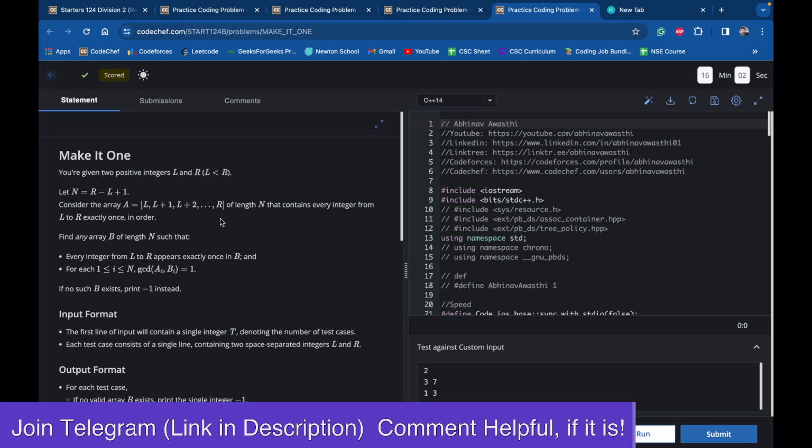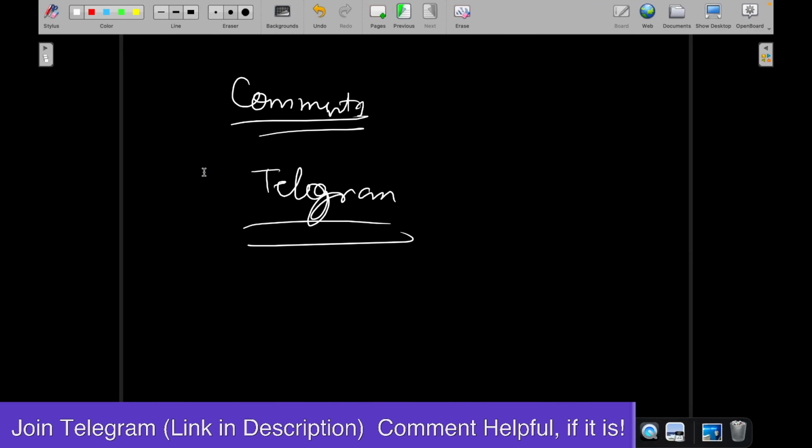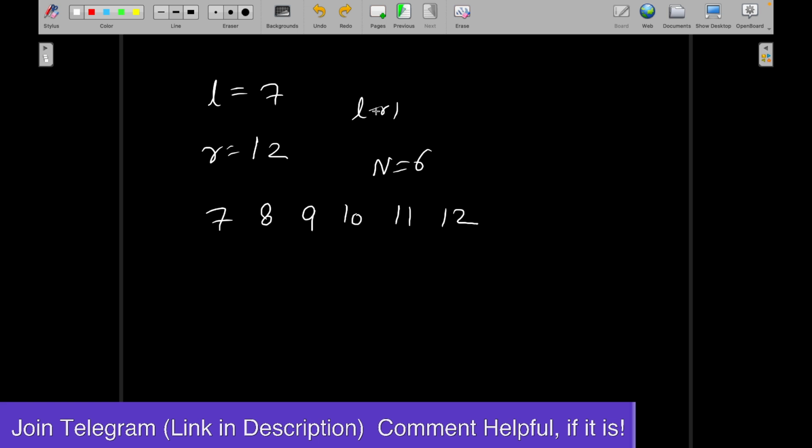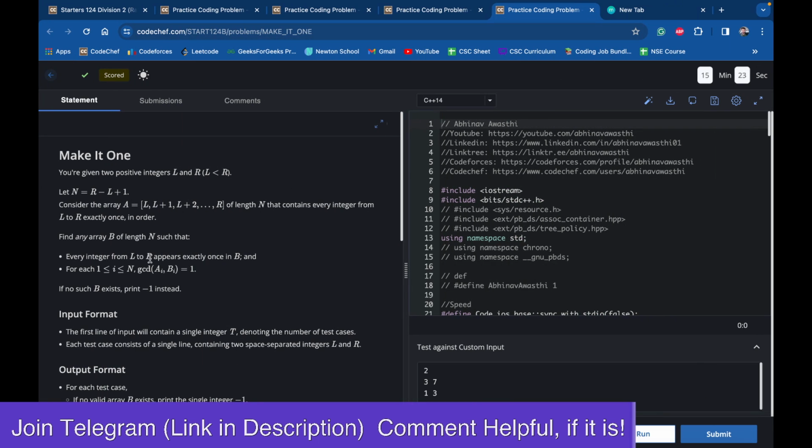So guys, in this particular problem, we have an array from L to R, right? For example, let's say L is 7 and R is 12. The array will be 7, 8, 9, 10, 11, 12, and the size of the array will be R minus L plus 1. Sorry, R minus L plus 1, right?